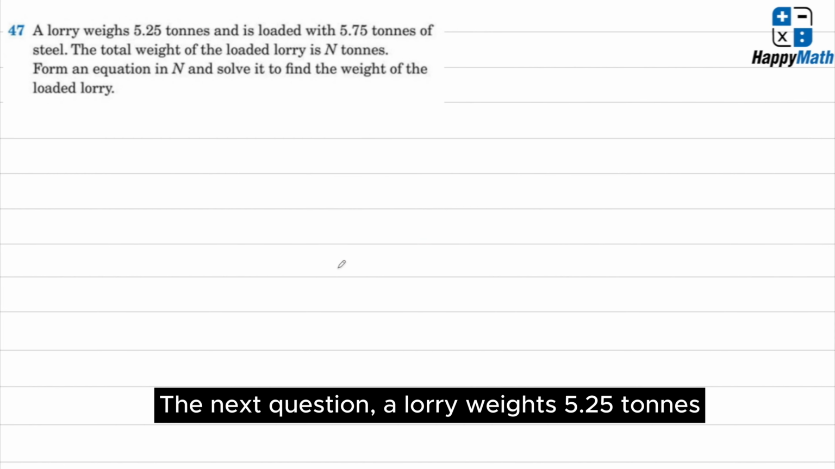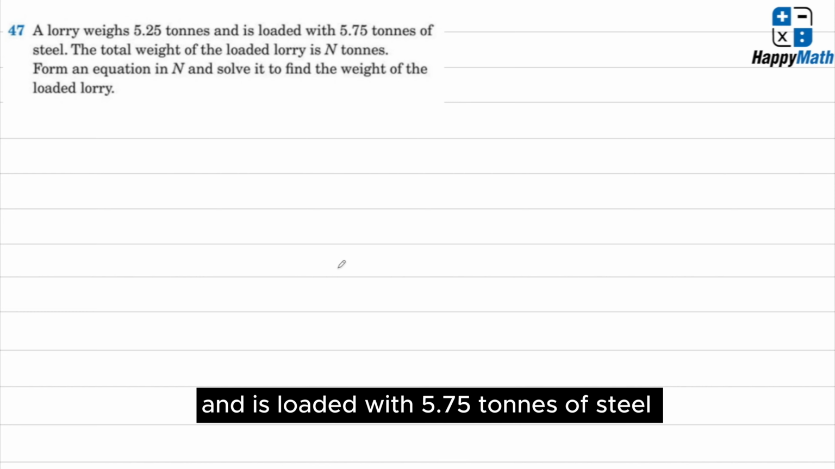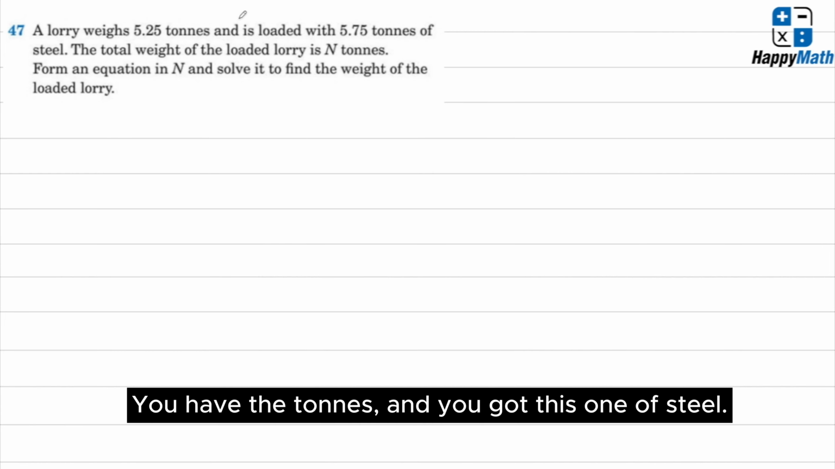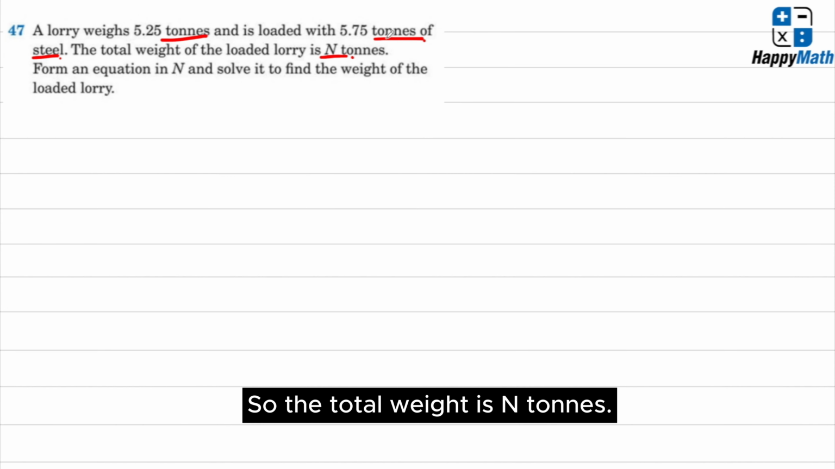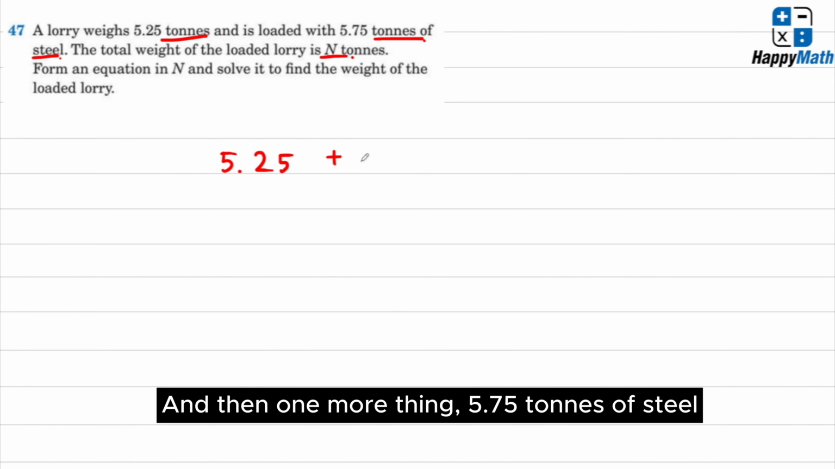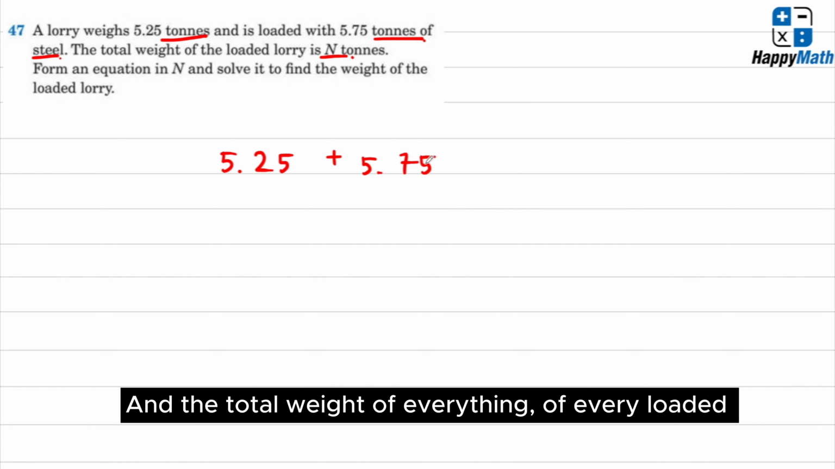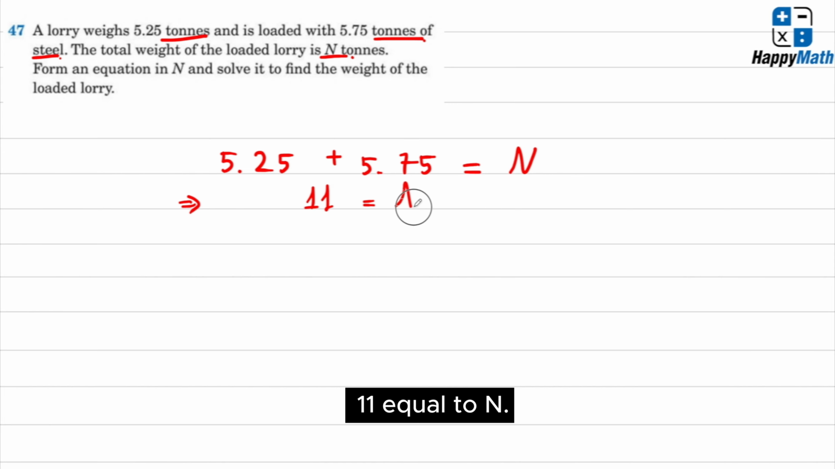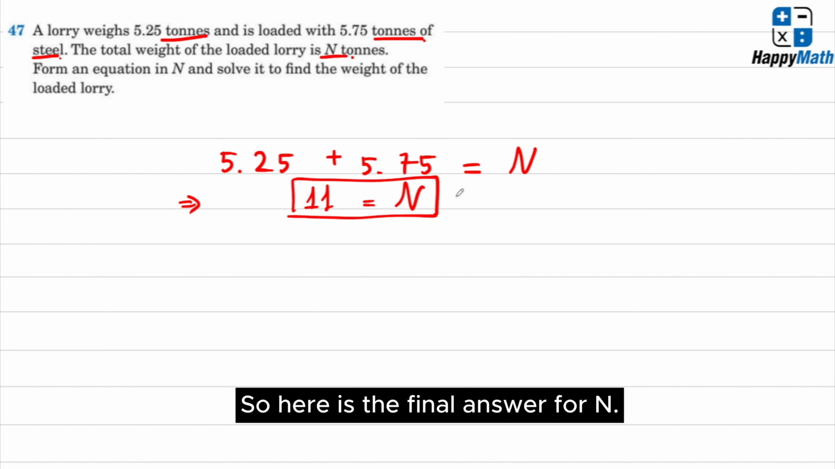The next question: a lorry weighs 2.25 tons and is loaded with 5.75 tons of steel. The total weight of the lorry is n tons. Write down the equation for n and solve it to find the weight of the lorry. This is quite easy, right? You have 2.25 tons and this much of steel, 5.75 tons. The total weight of everything, every load that you have, is n. So this one is adding to equal n. So here is the final answer for n.